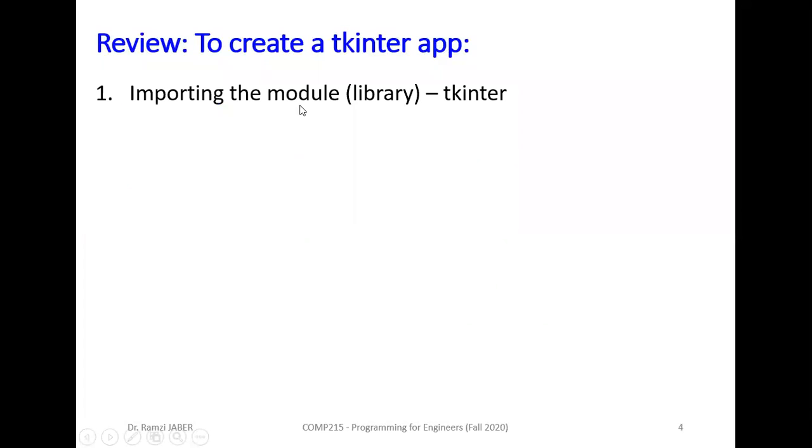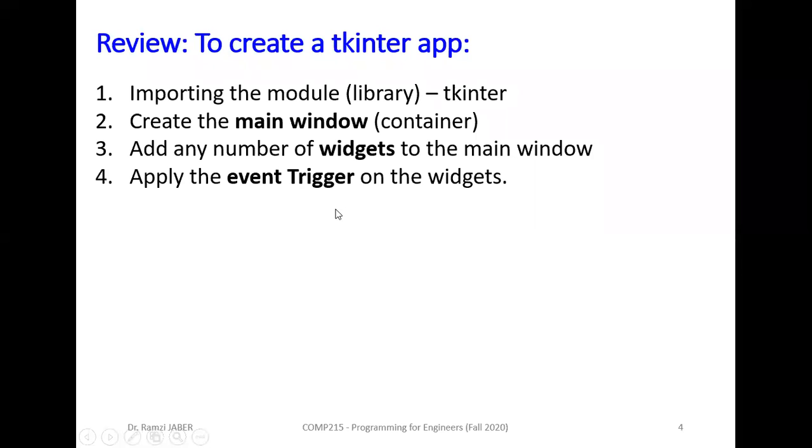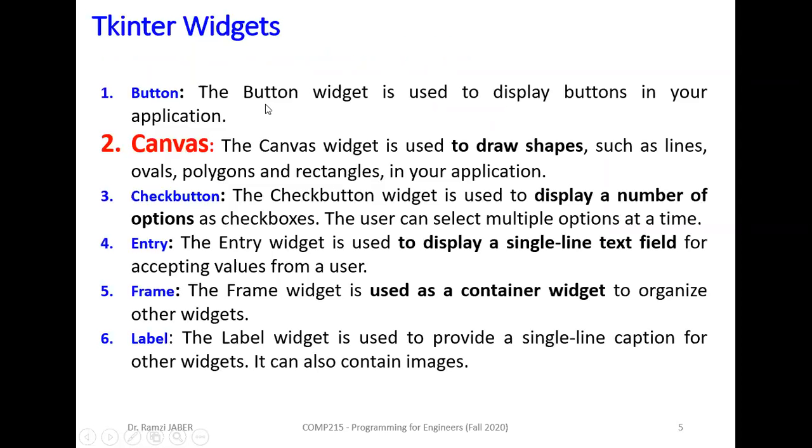Fast review: import the module library Tkinter, create the main window, the container, add any number of widgets to the main window, then apply the event trigger or command on the widgets. So we already learned button, check button, entry, frame, label. Today we'll learn canvas.